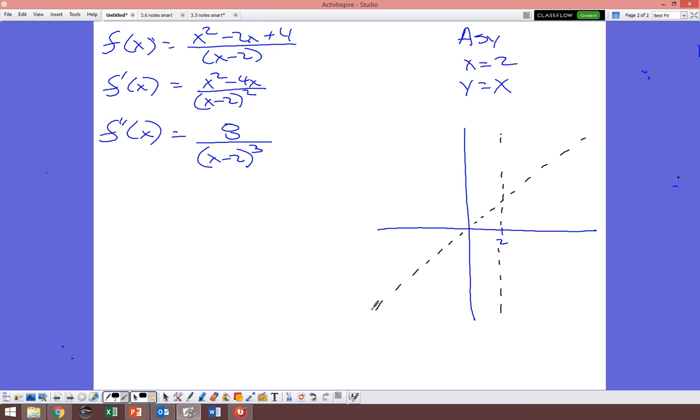It looks kind of wonky, right? It's going to be kind of wonky through here, because asymptotes usually hold them in place, right? They kind of box them in. So let's go ahead and start solving some of this.